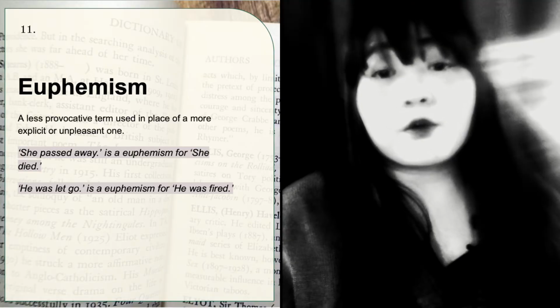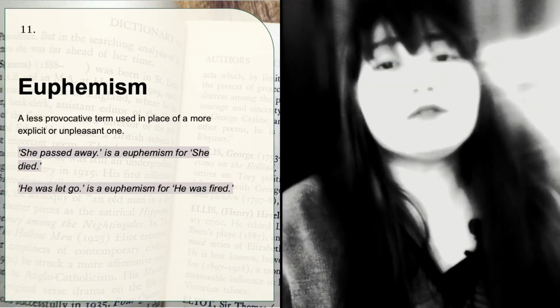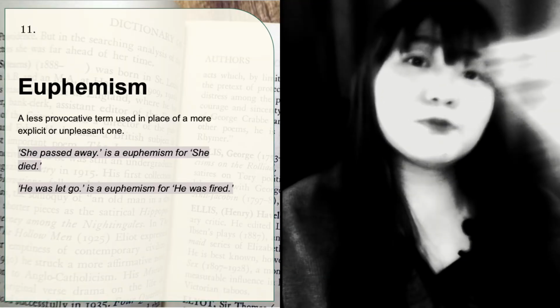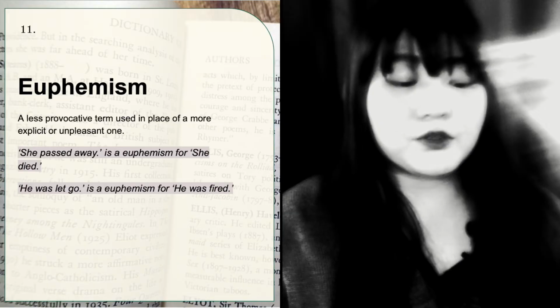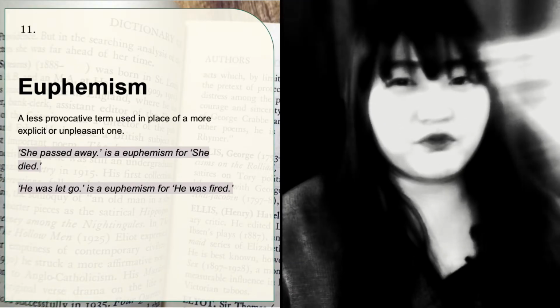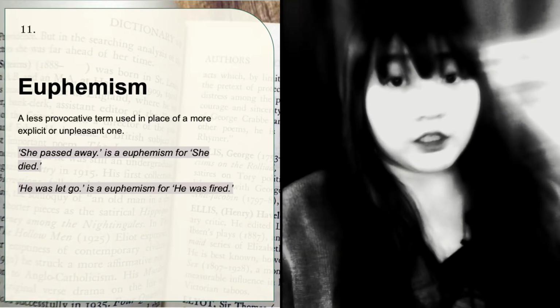Literary device number 11, we see euphemism. What is a euphemism? A euphemism refers to a less provocative term being used in place of a more explicit or unpleasant one. For example, if you say something like, he was let go, that is a euphemism for he was fired. If you say she passed away, it's a euphemism for she died.